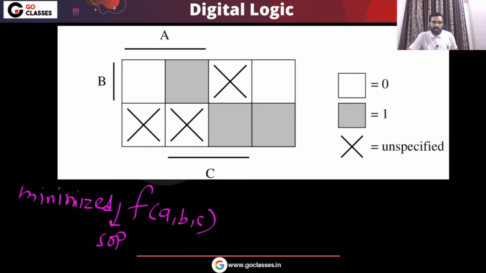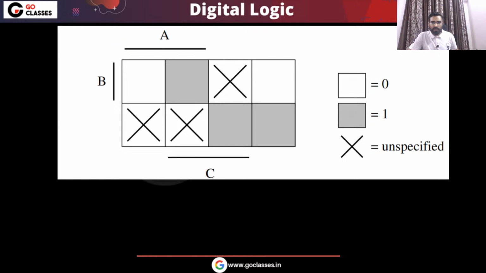Let's find the minimized SOP expression of F(A,B,C). So what you will do? Can I say this K-map is in the standard format? This K-map is not in the standard format. Very simple: if you write this as B, A comma C, definitely this is not in the standard format, because in the standard format this is the area of A, this is the area of C, that is fine. But in the standard format, this is the area of A. So this is not in the standard format.